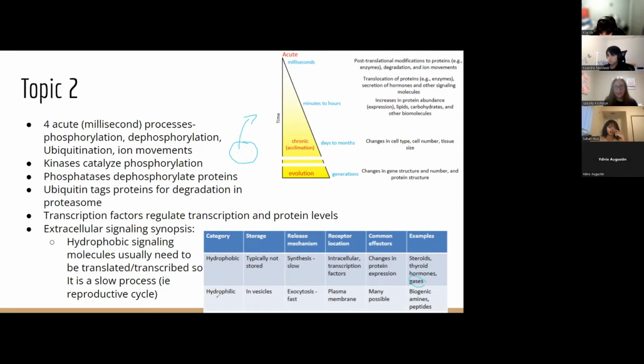Then hydrophilic signaling molecules are usually stored in vesicles because they will not diffuse out. It's a pretty fast release. It's just exocytosis. The receptor for these is usually on plasma membranes. There are many possible common effectors, and some examples are biogenic amines and peptides.